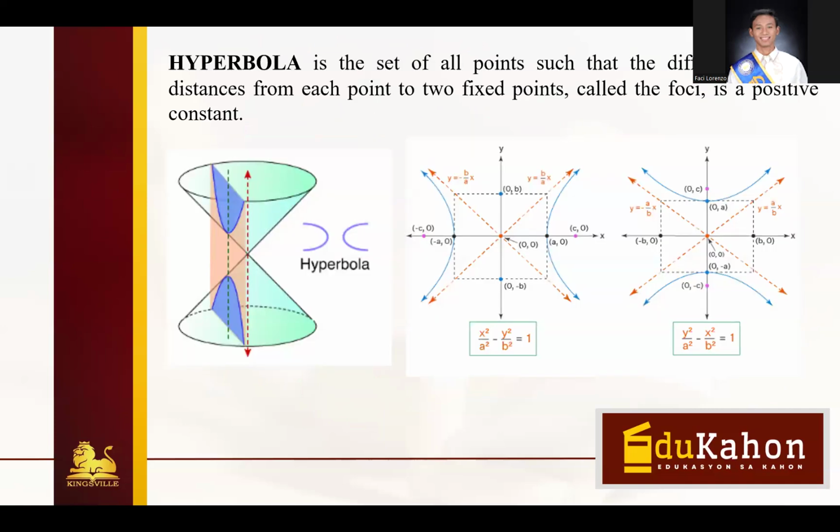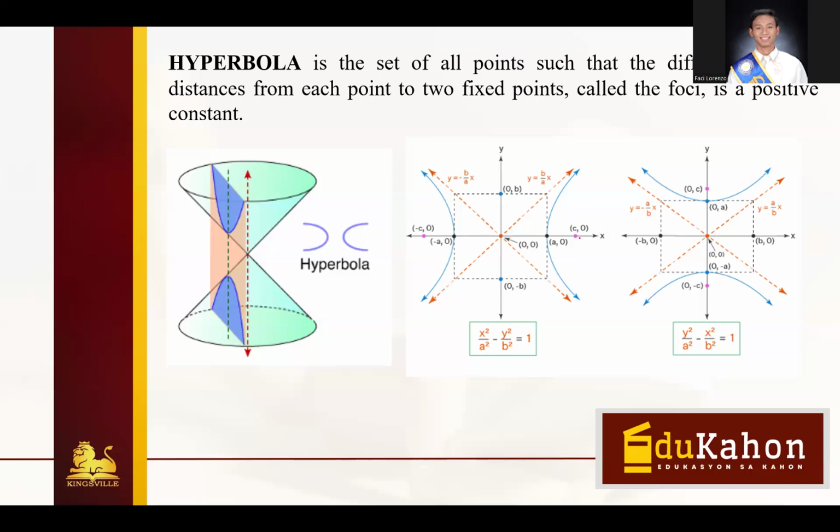Hyperbola is the intersection between a plane and the conic section vertically. As you see here on the figure, the plane intersects the conic section vertically and the areas of intersection forms a hyperbola. So what is a hyperbola? It is the set of all points such that the difference of the distances from each point of two fixed points called the foci is a positive constant. As you could see here, the hyperbola has a fixed point, and the fixed point is what we call the focus or the foci if it is plural.